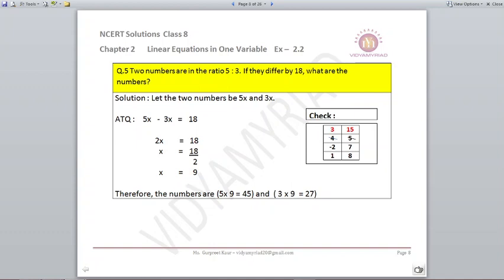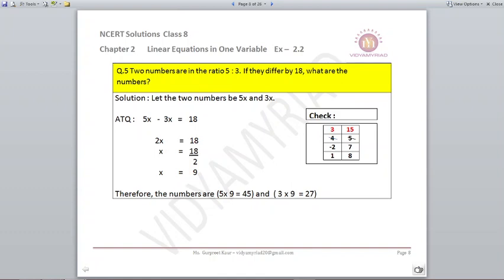Question number 5. Two numbers are in the ratio of 5:3. If they differ by 18, what are the numbers? So the numbers are given in the ratio. We can assume two numbers as 5x and 3x. Their difference is 18. That means 5x minus 3x is equal to 18. 2x is equal to 18. X comes out to be 9.